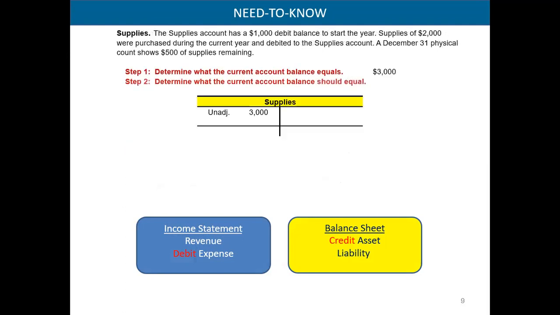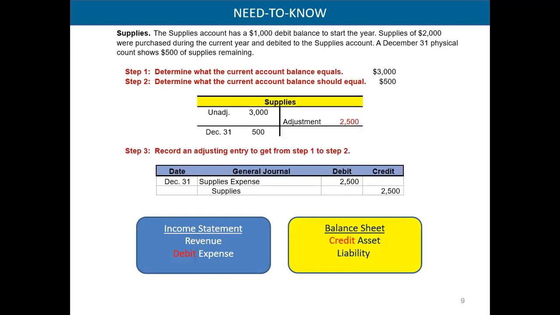This one is an example of a supplies adjusting entry. It says the supplies account has a $1,000 debit balance to start the year. Supplies of 2,000 were purchased during the current year and debited to the supplies account. A December 31 physical count shows 500 of supplies remaining. Okay, so we started with 1,000. That was our beginning balance.